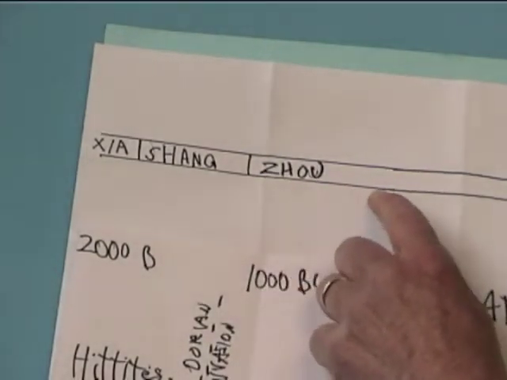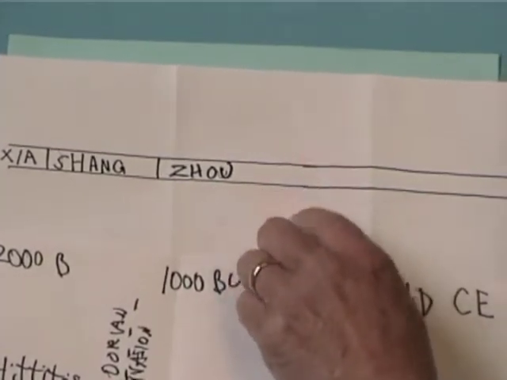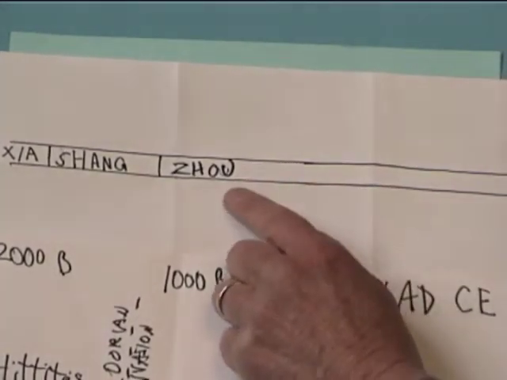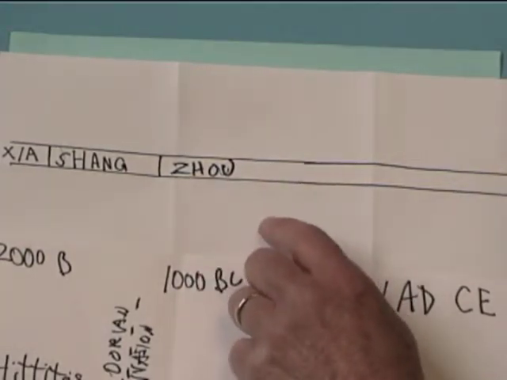As the Zhou progresses, the different parts within it split up into separate kingdoms. We have something called the Warring States period. That's when Confucius lived, and also Sun Tzu, who wrote The Art of War.